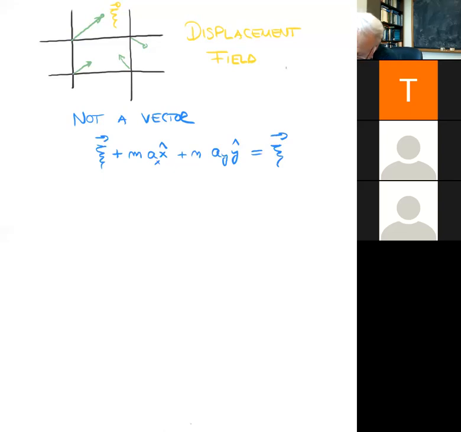So what I mean by this is, again, this is just meant to be an integer. This too. The x and y's here are just unit vectors. And this is the lattice spacing.